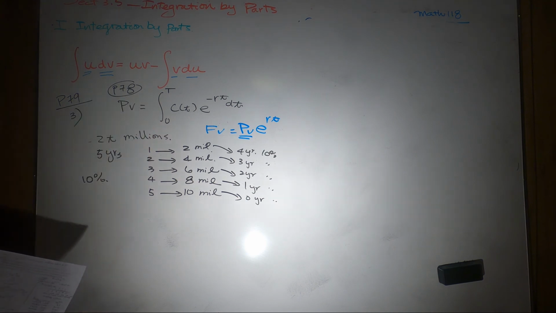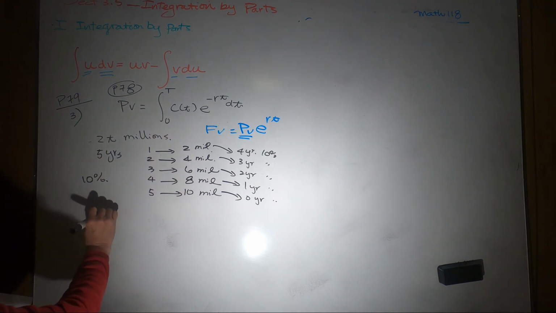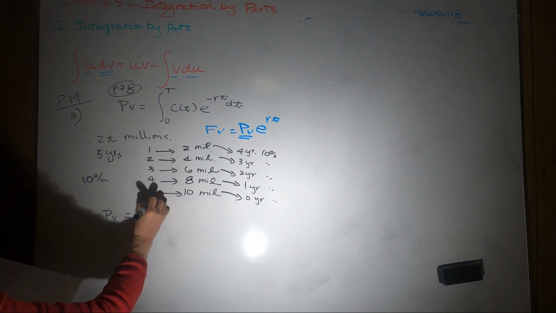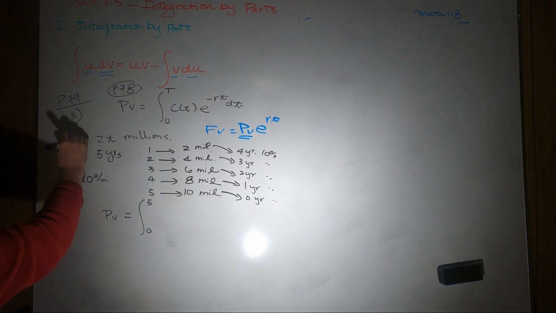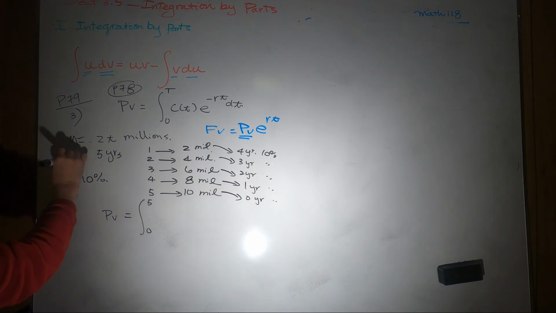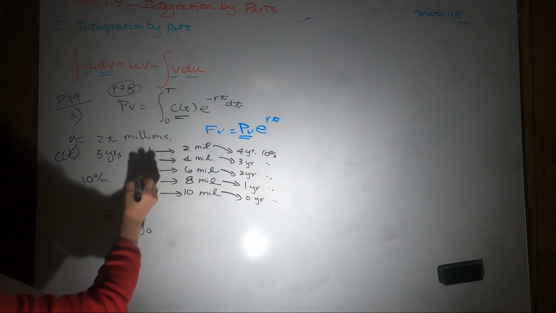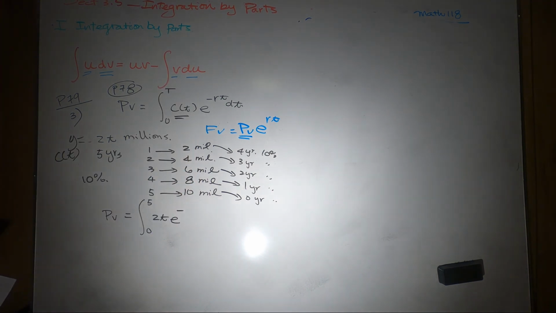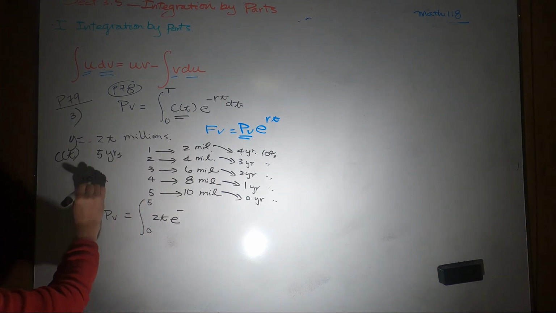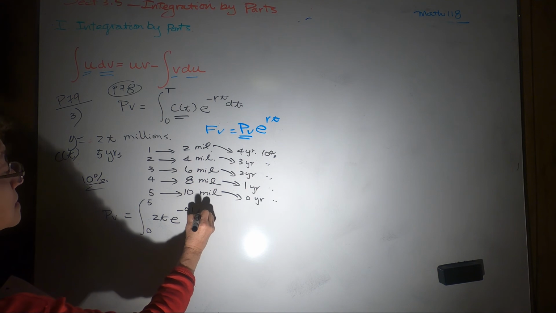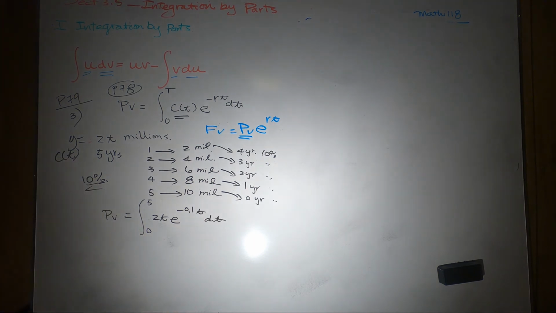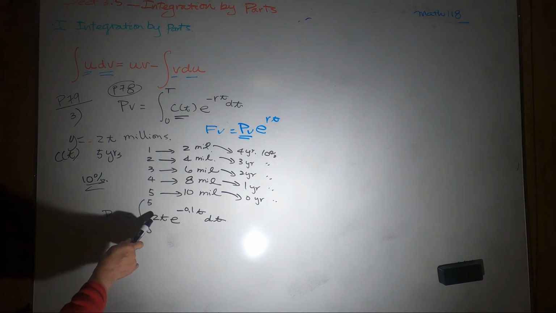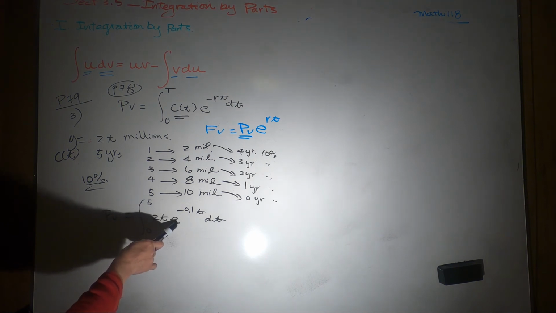Then we say present value. What do we need to do? So present value will be what? Use this formula, 0 to 5. Then continue. So your y is this, right? That's your c of t. So c of t is 2t, times e to the negative r, which is 10%, so 0.1t, dt. Okay? So you have this model, which is what?